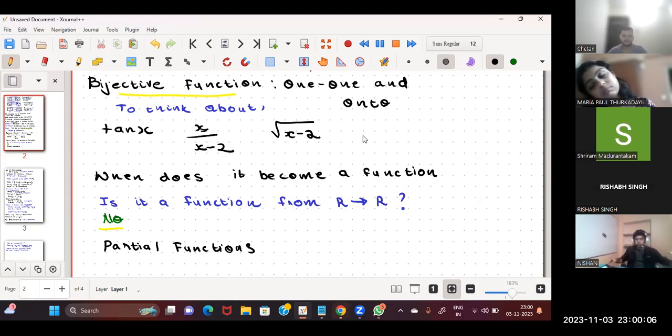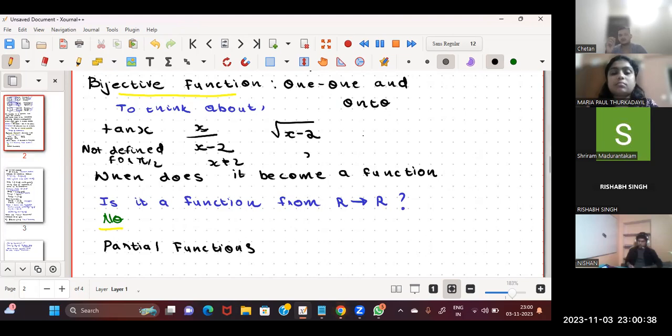Okay. I have the answer for your question. We discussed this in today's session, but you weren't there, so I'm just repeating that quickly. Tan x is one such example where tan x is not defined for 90, right? x by x minus 2 is one such example where your function is not defined for 2. Root x minus 2 is one such example where it is not defined for any number from 0 to greater than or equal to 2.